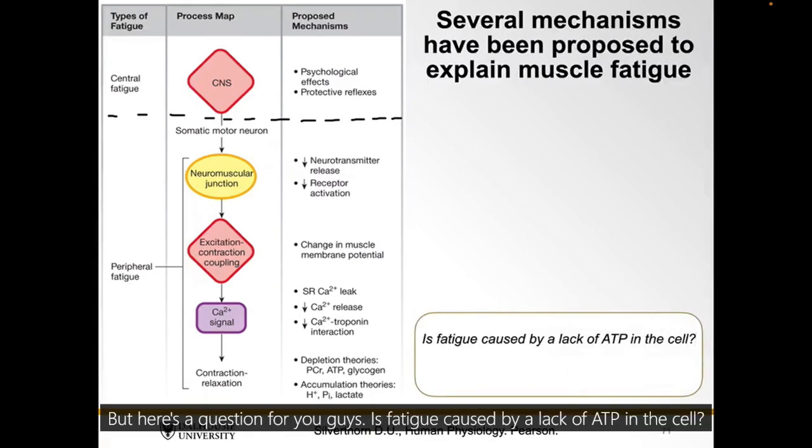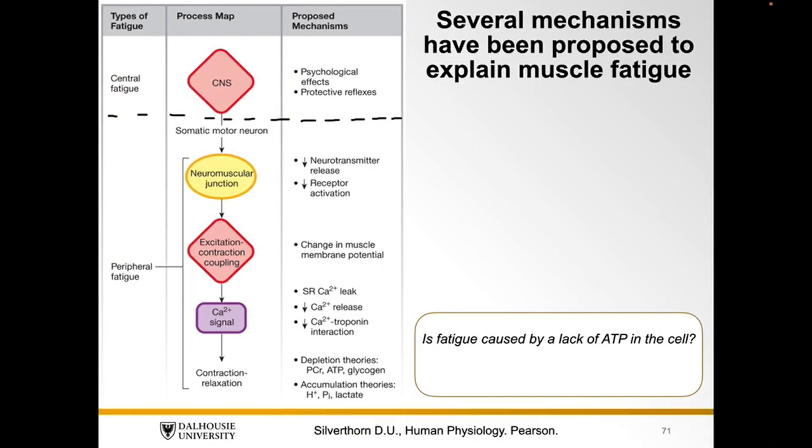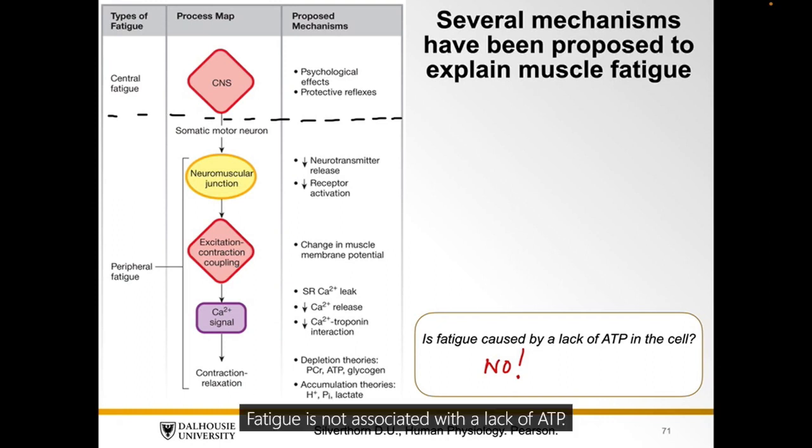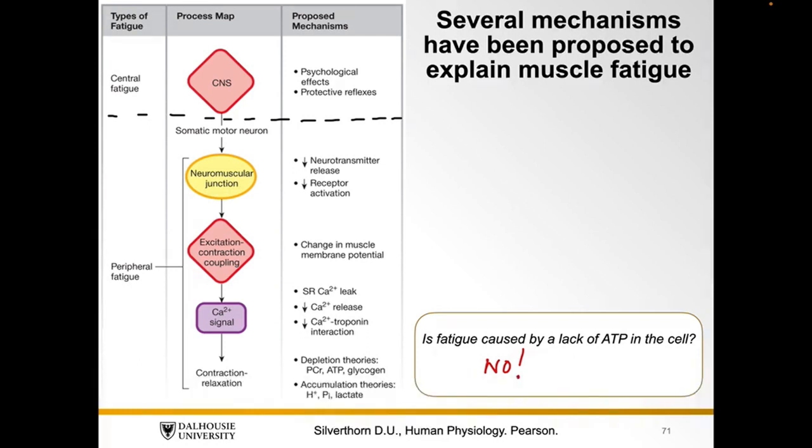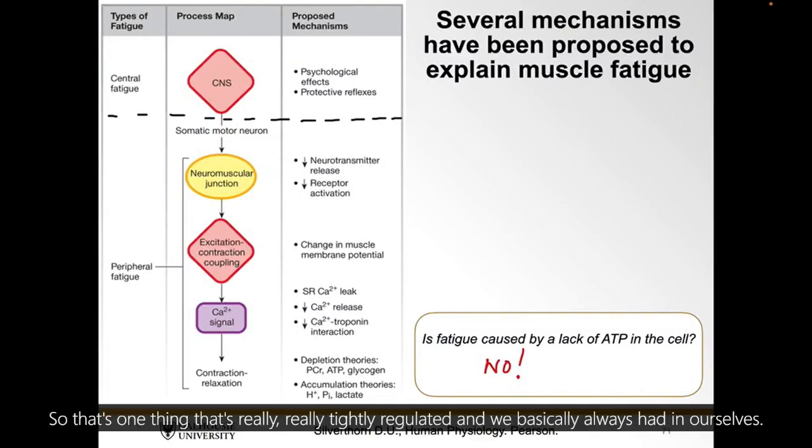But here's a question for you guys. Is fatigue caused by a lack of ATP in the cell? Most evidence so far says that no, fatigue is not associated with a lack of ATP. What we see actually is that even when you produce muscle contraction to your maximum capacity, the concentration of ATP in the cell barely changes. So that's one thing that's really, really tightly regulated, and we basically always have ATP in our cells.